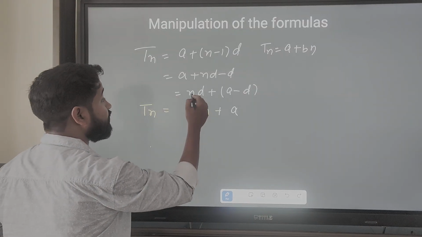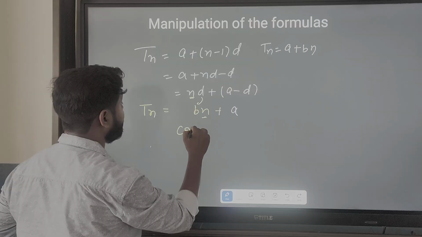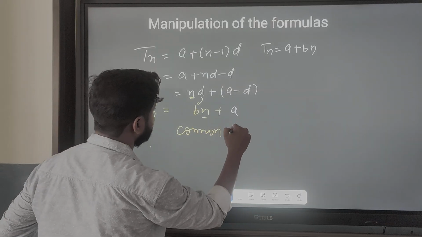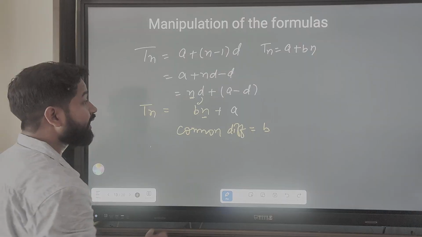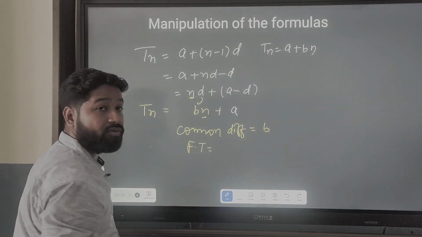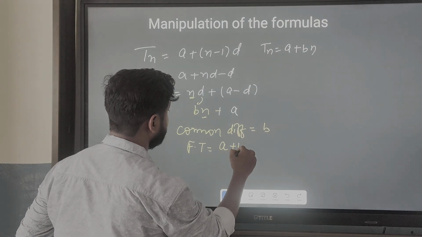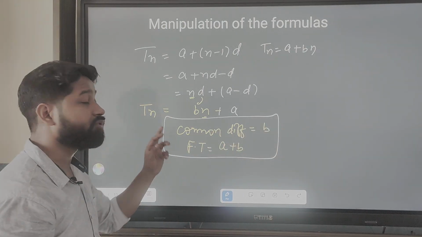So b, see here, n, the common difference will be equal to the coefficient of n. And from here, what will be the first term? The sum of a and b. This is what we need to remember.